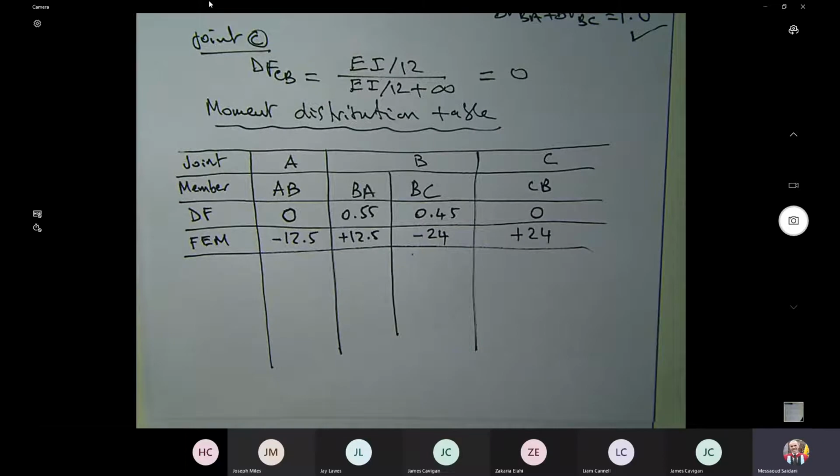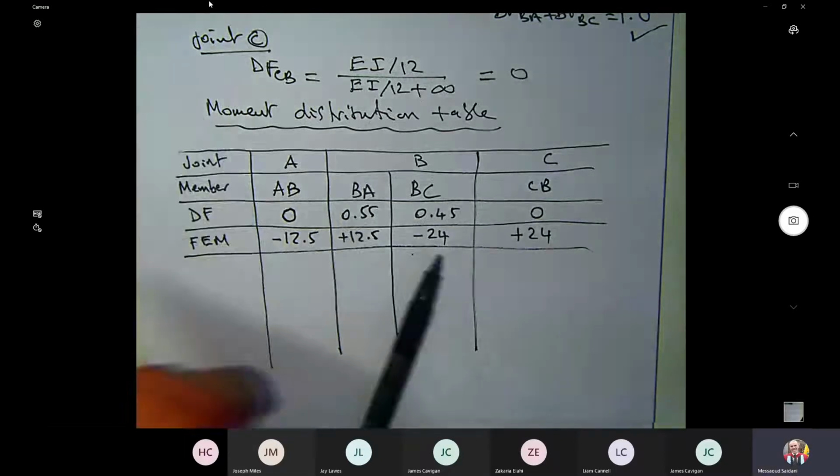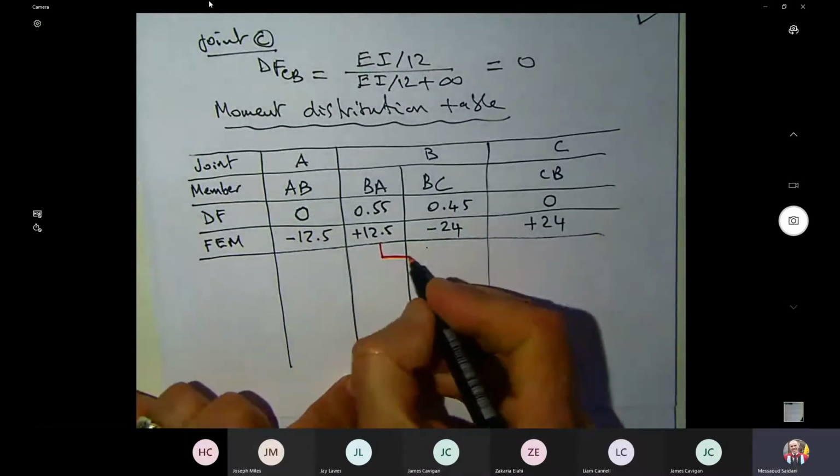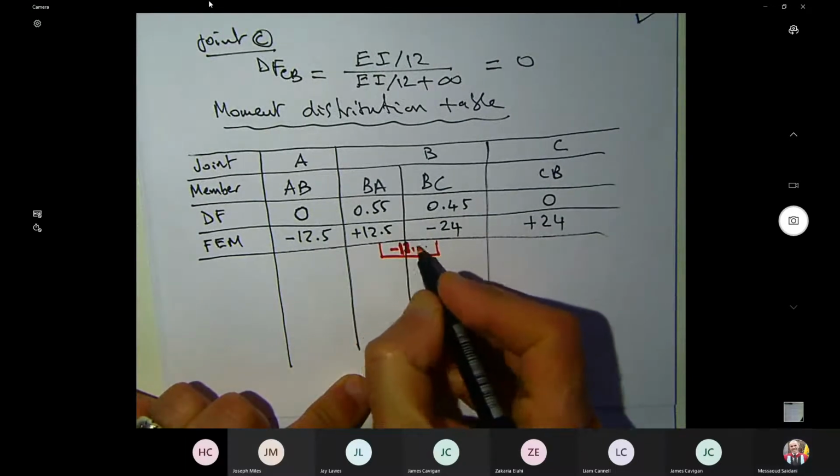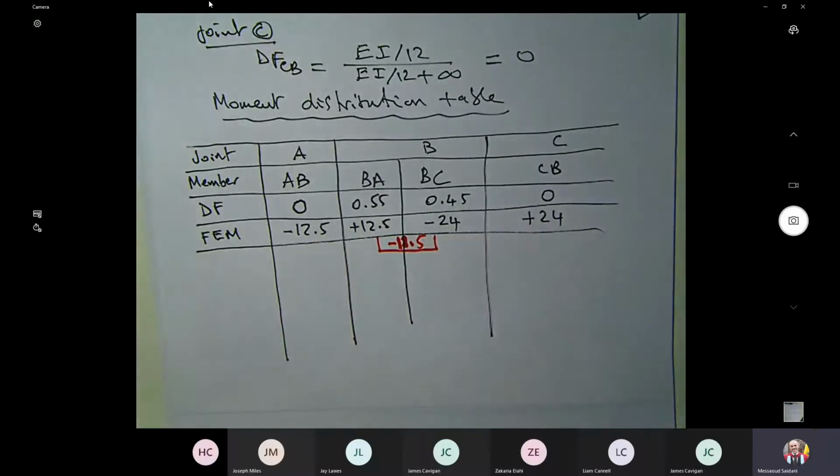So this is our input data. Is that clear? We have the joints, the members associated to the joints, the distribution factors at each joint for each member, and finally the fixed end moments. Right, now this is where the real fun starts. We have here an out of balance of minus 11.5. You agree? Yeah.